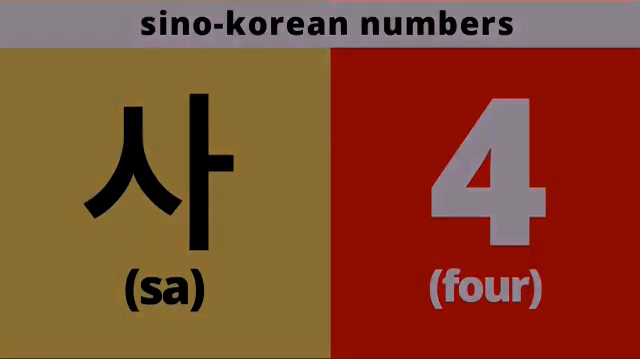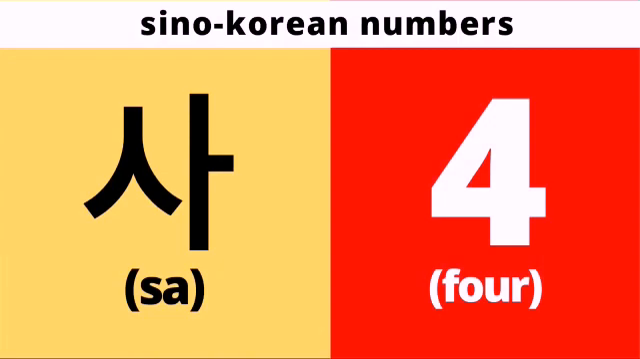Next, the Sino-Korean version of number 4 is sa. If you would notice, you just have to remove the miyam character from number 3, which is sam, to make it number 4, which is sa. Pronounce this with me. Sa.